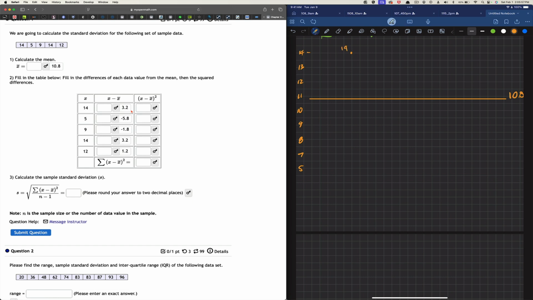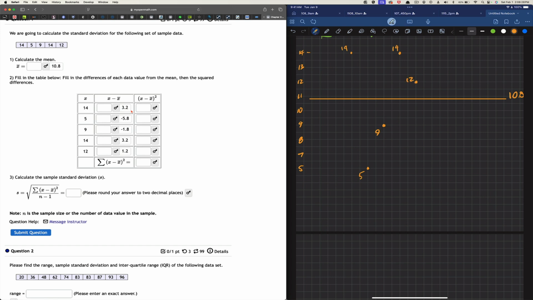Then there's a 5. I'm just going to go over 2 units and go down to 5. And then I'm going to go to 9, 2 blocks over, and represent the 9. And again, the horizontal axis doesn't mean anything. I'm just looking simply at the vertical. And then 14 again is up this way, so I'm going to have another 14 right here. And then I'm going to have a 12. That's 13. 12 is right here.